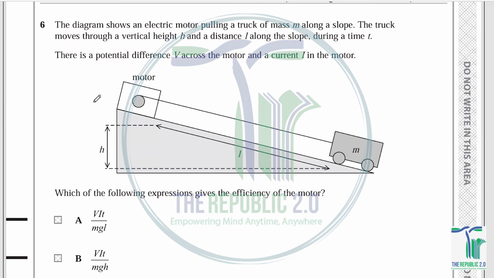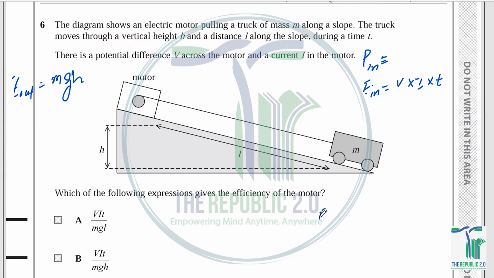So first of all, the input power, or even the input energy, is going to be V times I times T. So that is the input. And the output energy by which this motor is pulling this mass up should be mg, and you can see that this mass is being pulled up by a height h. So you have to give it h.